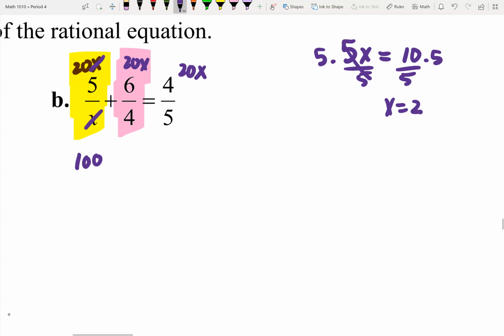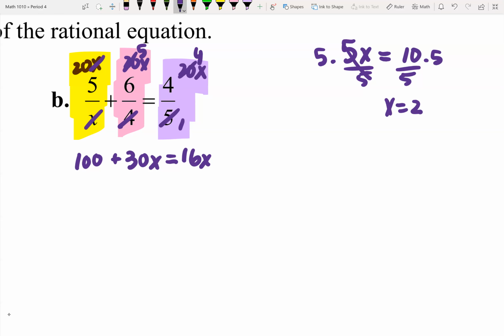4 goes into 4 once. 4 goes into 20 five times. 6 times 5x is 30x. And then on the very last one, the 5 is always going to go away. 5 goes into 5 once, into 20 four times. 4 times 4x is 16x. Way easier. Knock them out.